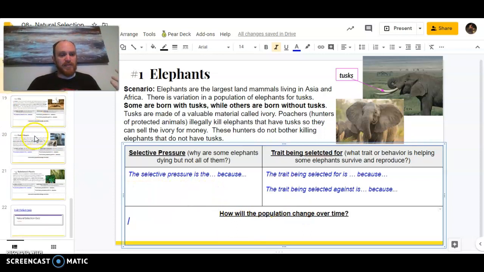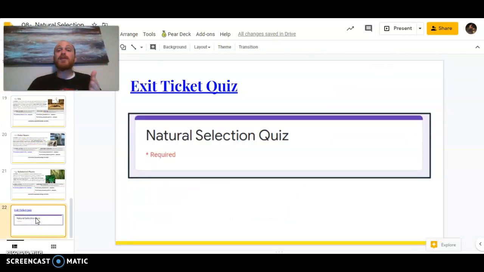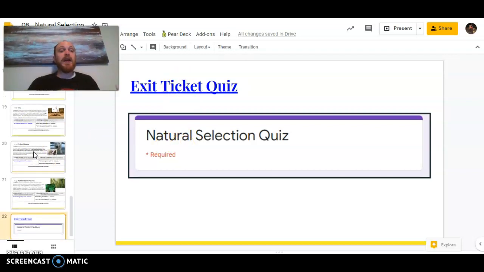So there are 4 examples here, and then your exit ticket is a quiz. So I want you to take this quiz when you're ready. If you want feedback before you take the quiz, I understand that. So go ahead and turn it in and come back for the quiz. You're going to click on this. It's going to open a quiz. It's also here. And I want you to take it. I want you to do the best you can.